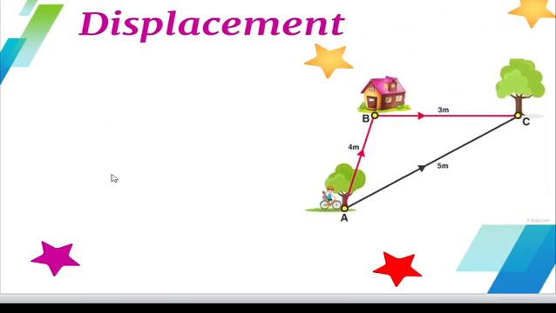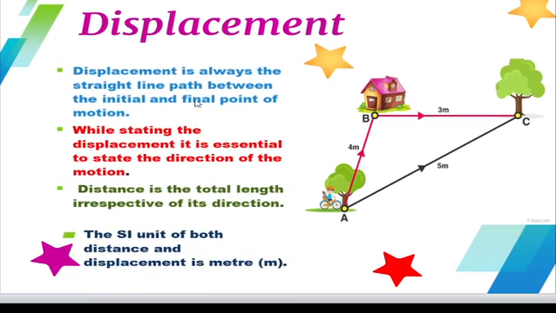Displacement. Look at this picture. Suppose a boy riding a bicycle wants to go to the position of C. It is the straight way, 5 meter. Suppose another way: A to B, the home, and B to C, after reaching the tree. So two ways can be taken. The displacement is always the straight line path between the initial and the final point. It is very important. Displacement means the initial and the final point of the motion.